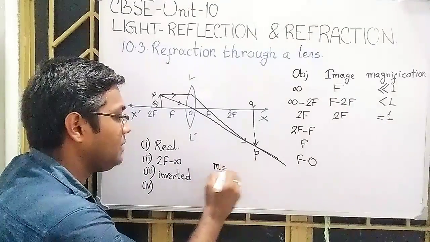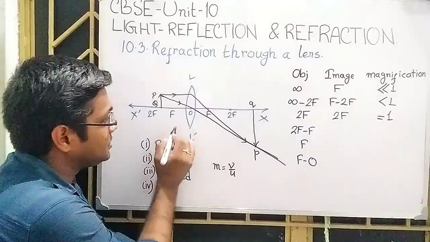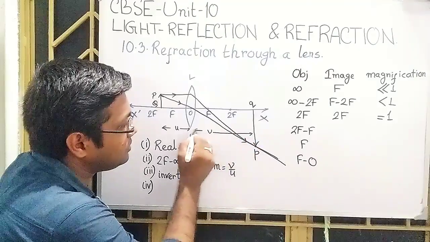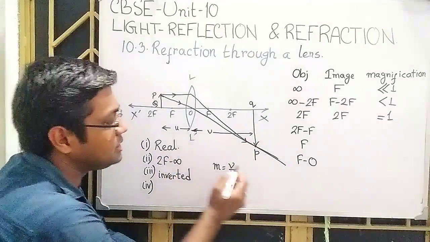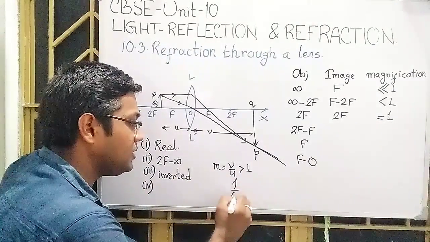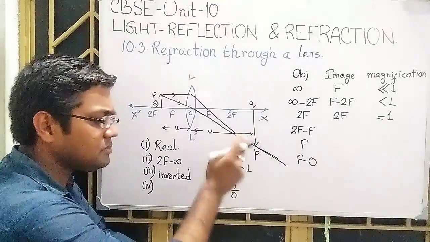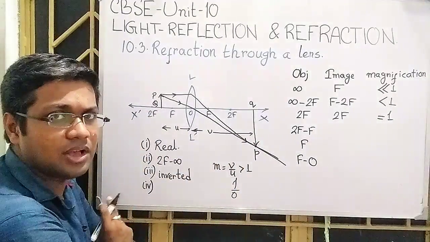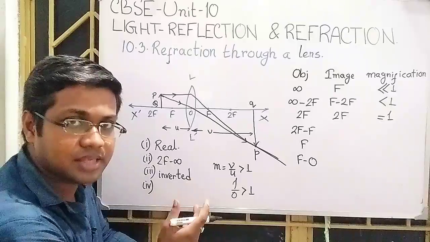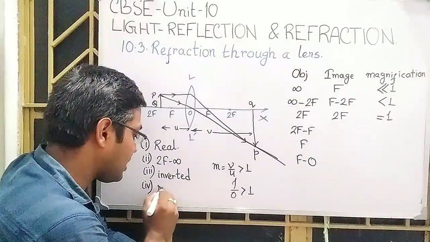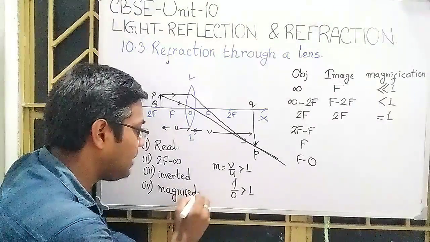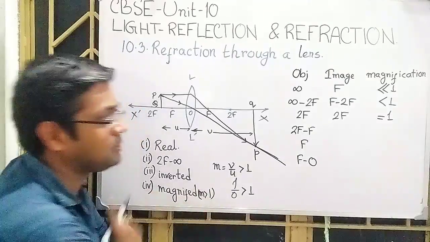If I write it down, m equals v by u, where u is the object distance and v is the image distance. Just see from the diagram, it is clear that the image distance is greater than that of the object, so it is greater than 1. And again from the diagram, it is clear that I by O, the size of the image is greater than the size of the object. So I by O is also greater than 1. So we can say the image obtained here is magnified and m is greater than 1.